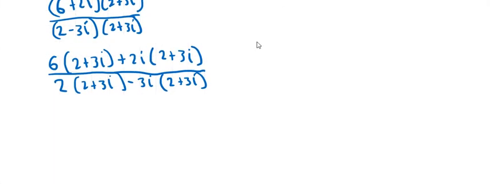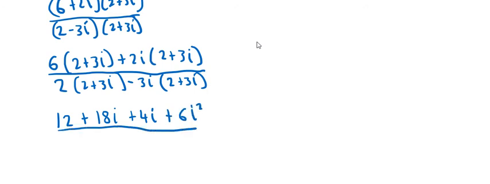So multiplying out the top, we're going to get 12 + 18i + 4i + 6i squared. On the bottom, we're going to get 4 + 6i - 6i, and then the last part will be minus 9i squared.